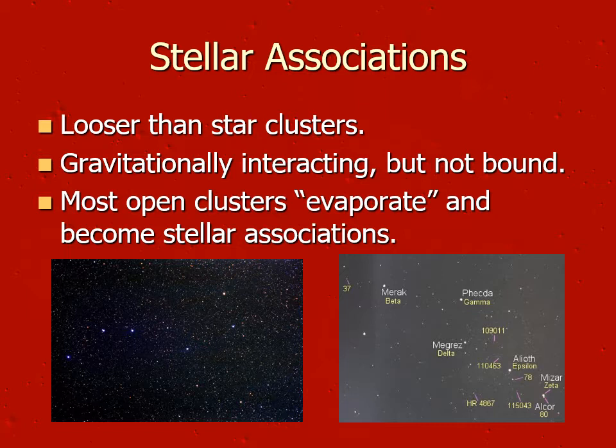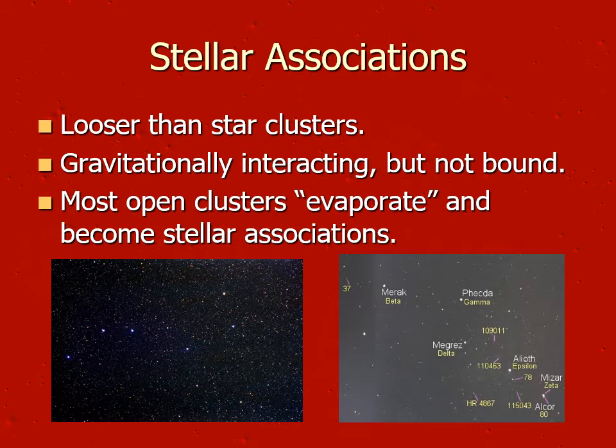So these stars are close enough that gravity interacts, but they are not bound together. They're not really star clusters. So they could be what's left over from a star cluster that's evaporated, or it could be just a handful of similar stars that formed about the same time, but not really enough to call it a star cluster.